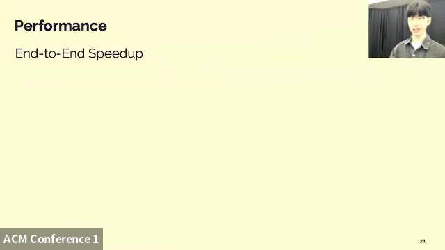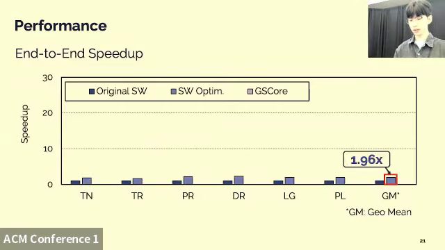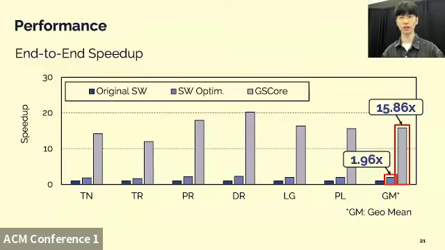First, we'll present performance. In this figure, the x-axis is different data sets and the y-axis is speed up. Since our algorithmic optimization reduces ineffective computation, it leads to about a 2x speed up over the original implementation. And with the hardware support, GSCore achieves about a 16x speed up over the GPU.